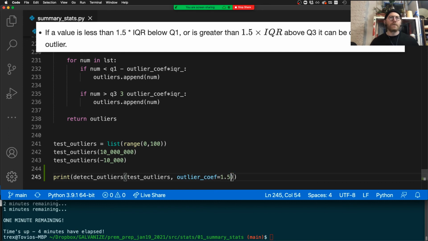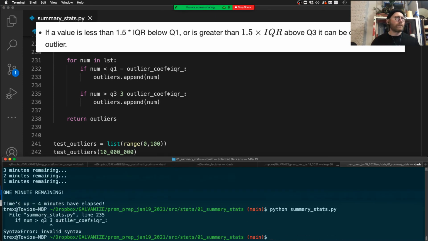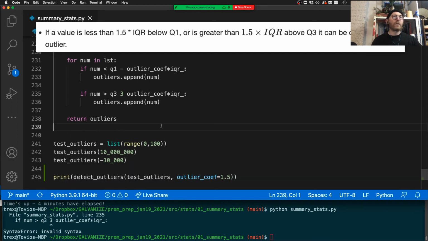Okay, so that looks like it should work. Oh, greater than, oh, I see. All right.